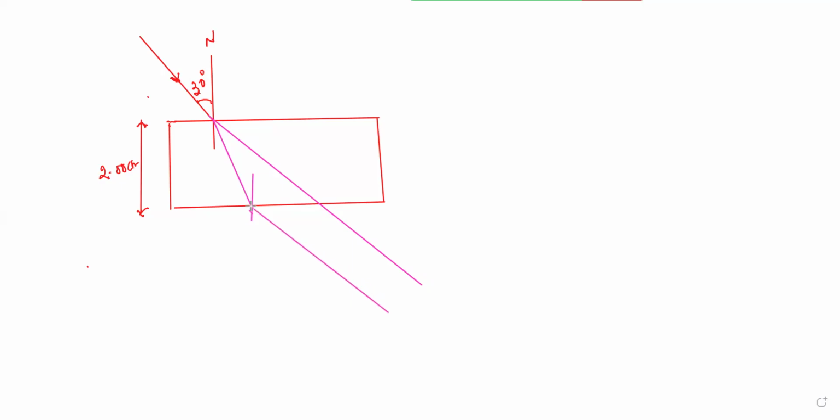So this is the emergent ray. It must actually be parallel to the incident ray. So refracted rays are indicated by these arrows. Very, very important.